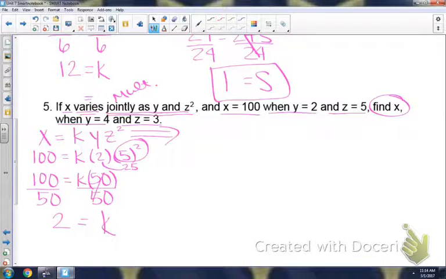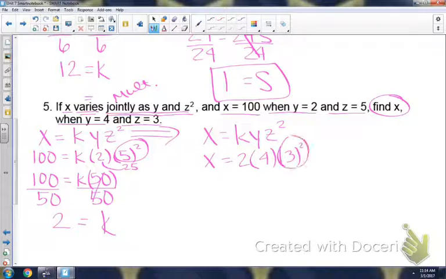Use that same formula to find the x. So we're looking for x. The k was 2. Look at the very last part: find x when y is 4 and z is 3. Same thing here. Make sure that you square 3 before you multiply it. So that's going to give us a 9 there. So we're going to have 2 times 4, that's 8, and we have to times that by the 9. You should get 72 for x.